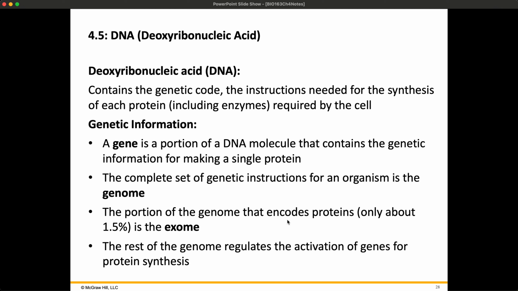The portion of the genome that encodes proteins is the exome. Everything else is just for regulatory processes, or not used at all. It's just kind of space markers to make sure that other genes can be coded properly.